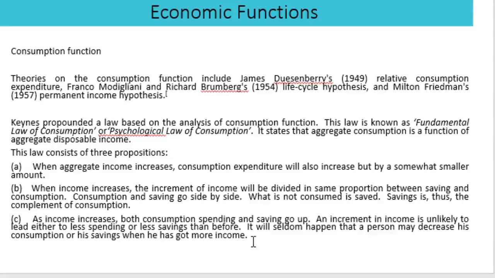Second, when income increases, the increment of income will be divided between saving and consumption. Consumption and saving go side by side. What is not consumed is saved. Saving is thus the complement of consumption. As income increases, not all the increase in income is consumed. A part of it will be used for saving. That is, total income consists of two components, consumption and savings. This is the second proposition.